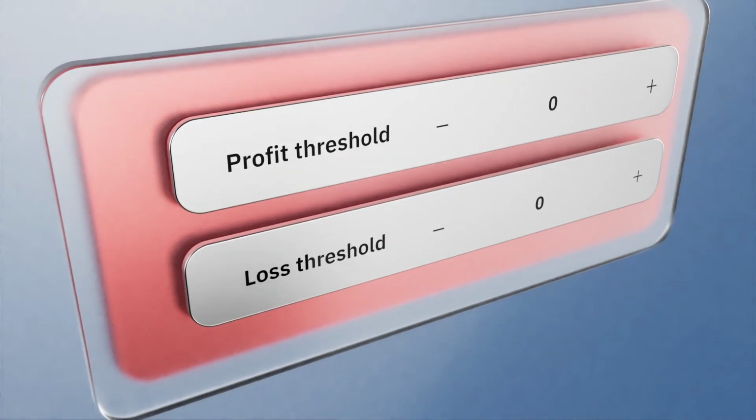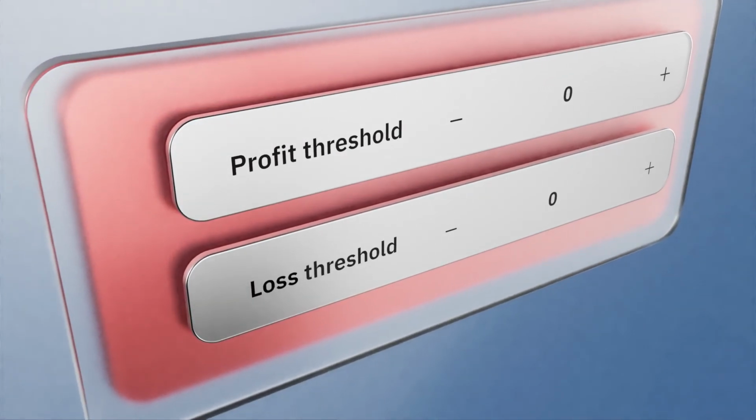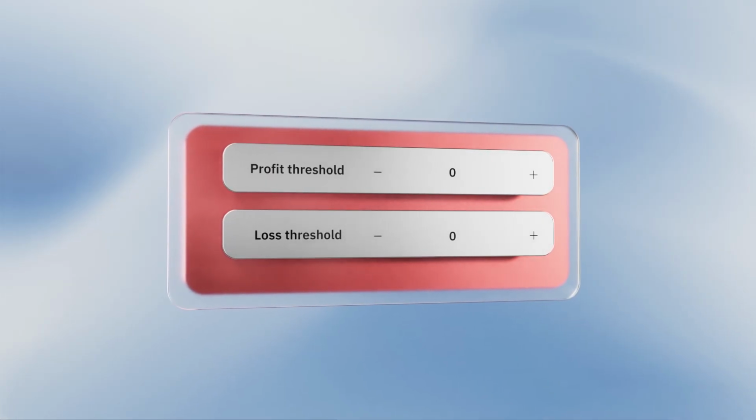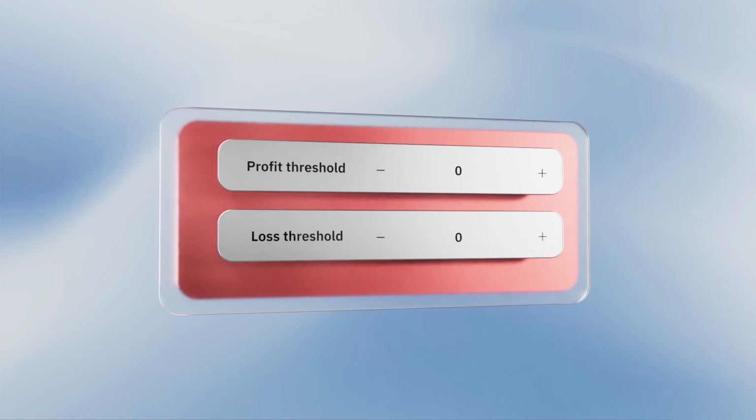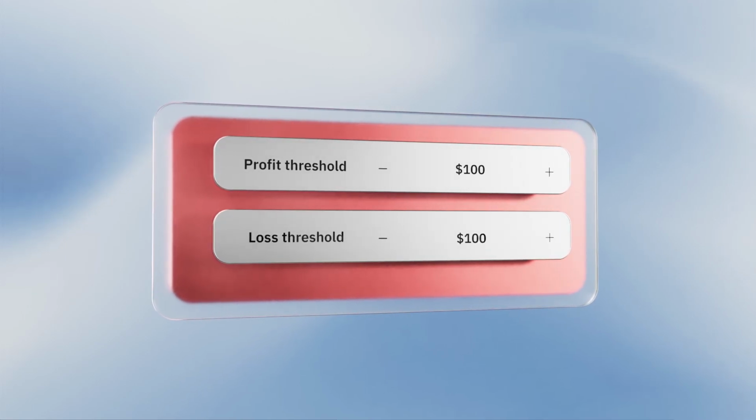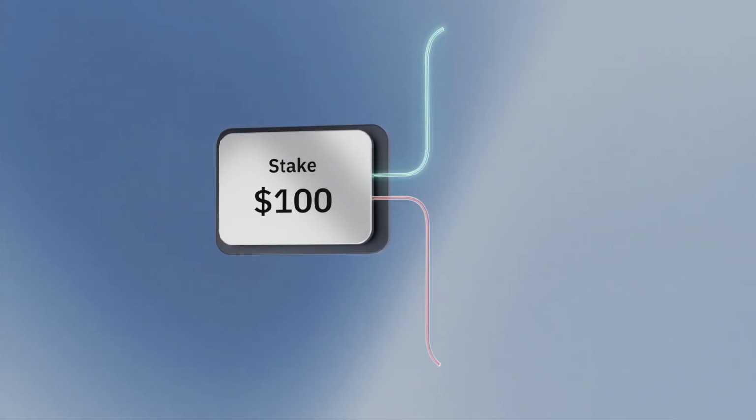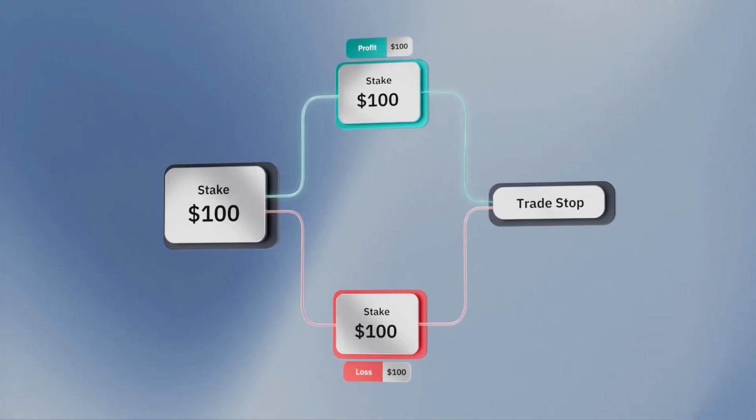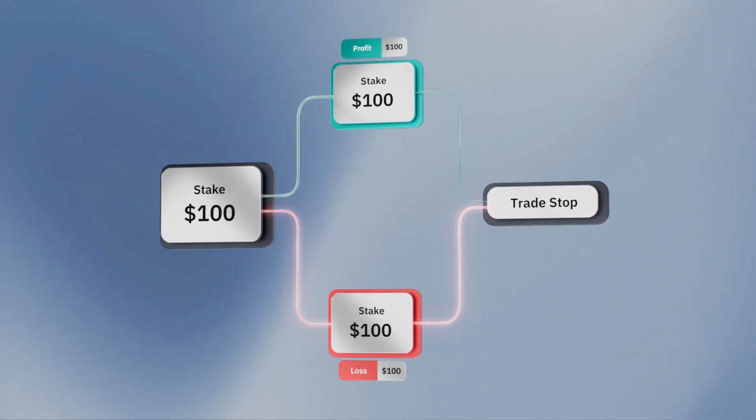It's important to manage your risk by setting the profit and loss thresholds. This helps to secure potential profits and limit potential losses. For example, if you set a profit threshold at 100 USD and the strategy exceeds 100 USD in profit from all trades, then the bot will stop running. Vice versa for the loss threshold.